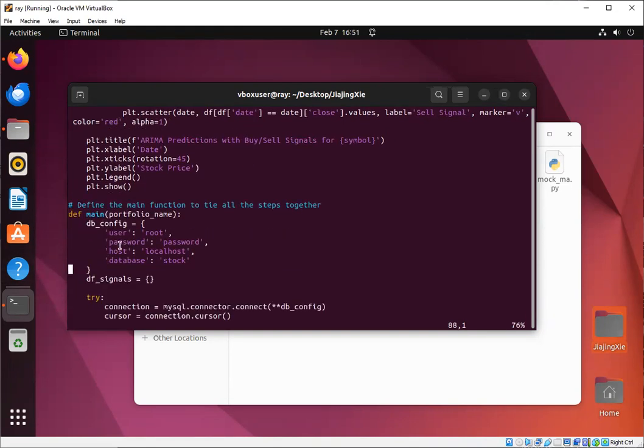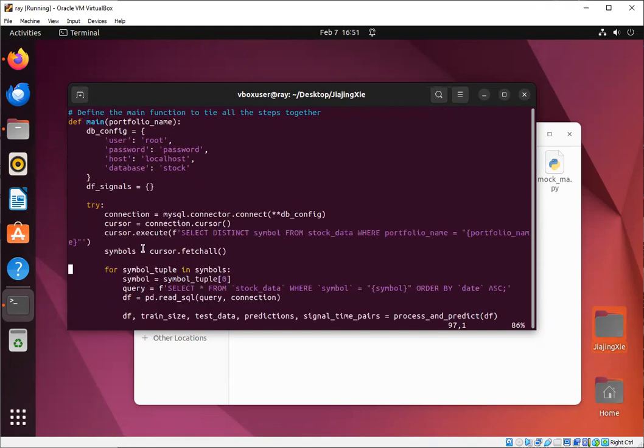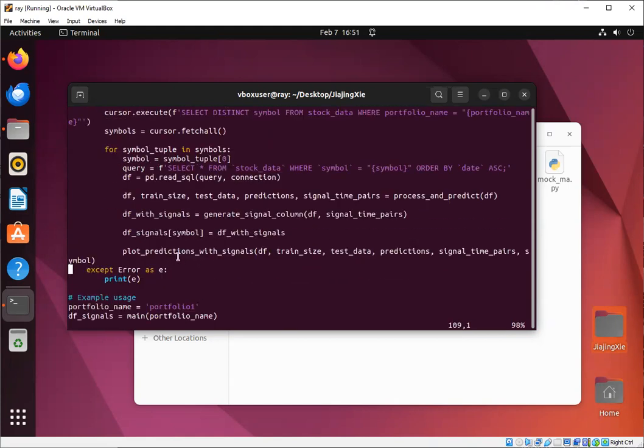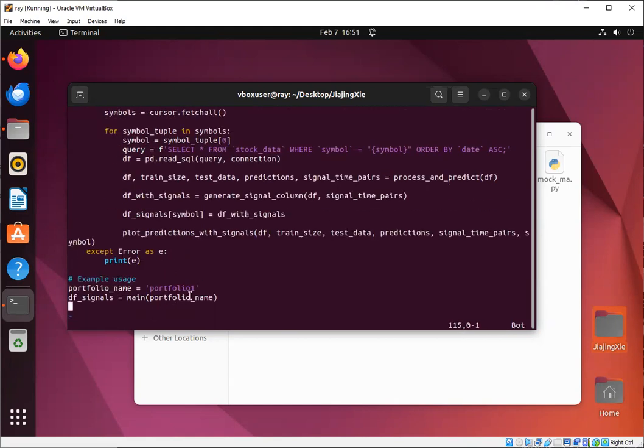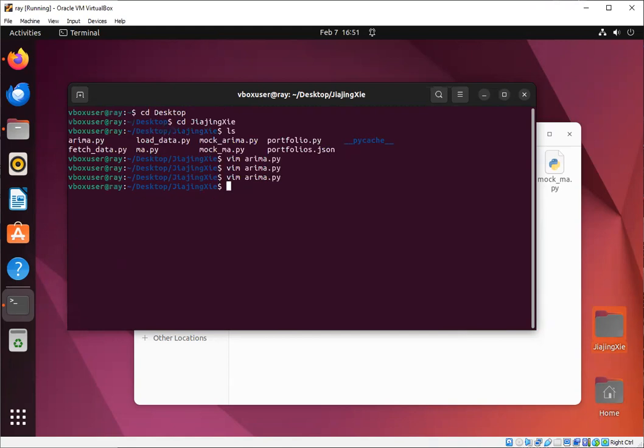So in here we define the main. We have the user as root, the password, the host and the database. This is trying to connect to our SQL. So we choose portfolio one. Portfolio one contains Tesla and Apple. Let's run.